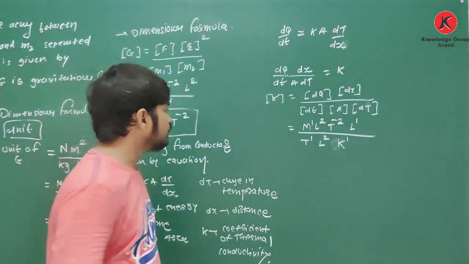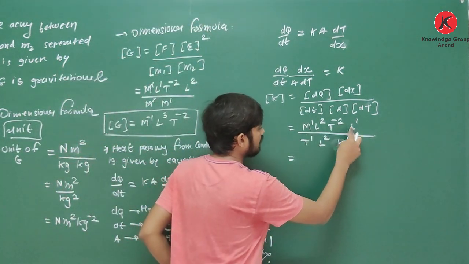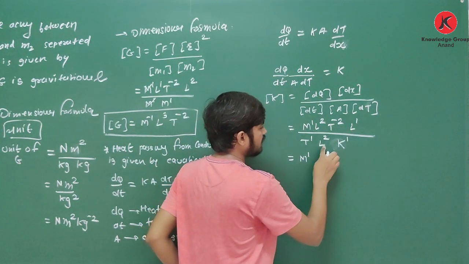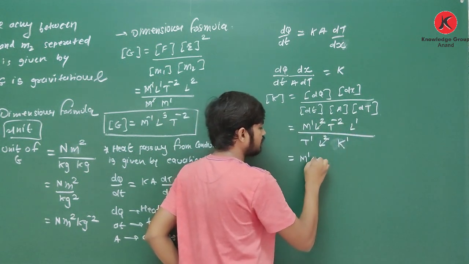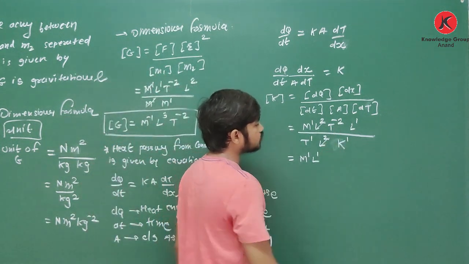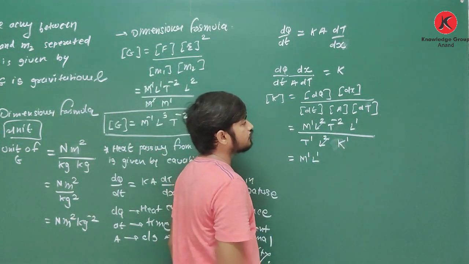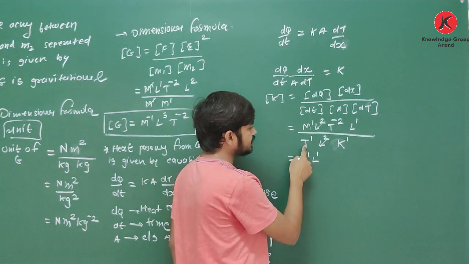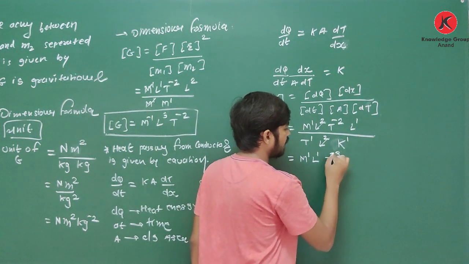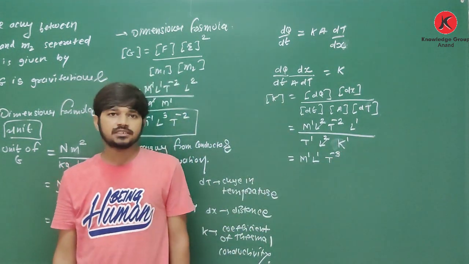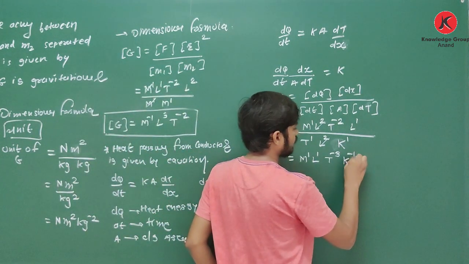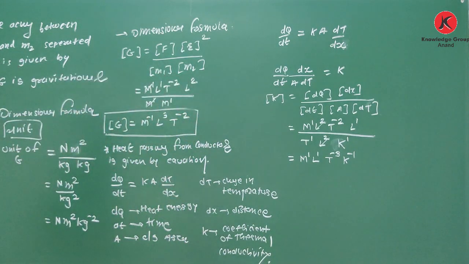Now we have to simplify. M, only one term, so it is directly M1. L, L2, L1, L2, so I can cancel this L2 and L2. So there is only one term, that is L1. Now T. Here it is T minus 2, and here it is T1. So T minus 2 and T1, it will be T minus 3. Simple. And about K, there is only one term in the denominator, so I can write it as K minus 1.